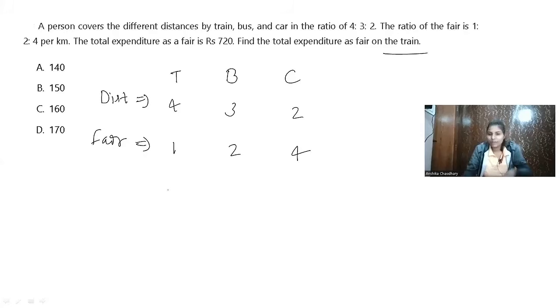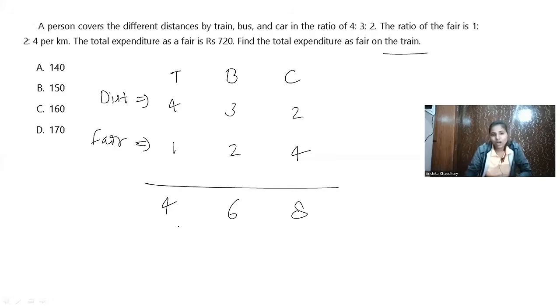So first of all, we have to find out the expenditure of each of the vehicles. So it will be 4 into 1, 3 into 2, that is 6. So car 4 into 2, that is 8. Okay. So train has the fare as 4, bus has the fare as 6, and car has the fare 8.